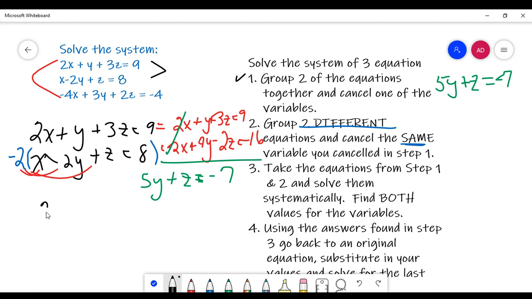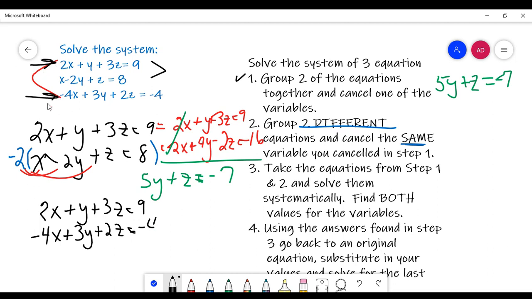So I'm going to slide down here, and I'm going to say, okay, well, I have 2x plus y plus 3z equals 9. And then, of course, I have -4x plus 3y plus 2z equals -4. All I've done is just rewrite the first equation and the third equation. But now I'm going to solve them systematically like I did earlier. In this case, I'm going to have to cancel out the x's.